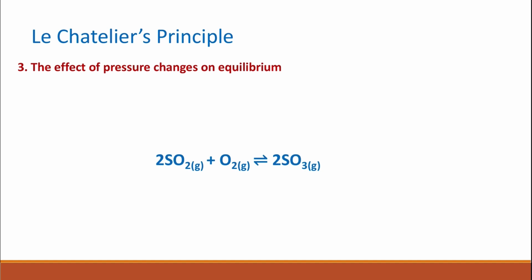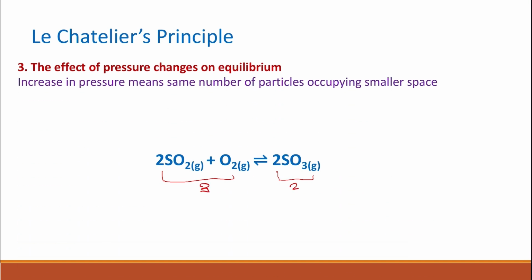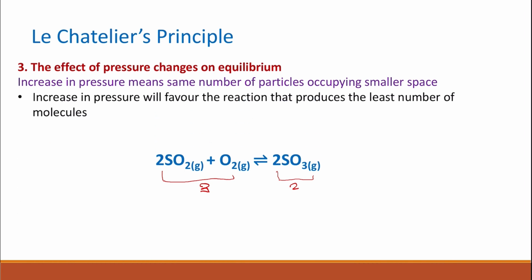You can see that the number of moles on the left-hand side for the reactants is in total 3 moles, while the number of moles for the product side, the right-hand side, is only 2 moles. And we know that an increase in pressure means that the same number of particles will occupy a smaller space. So, according to Le Chatelier's principle, the system will respond by trying to counteract the change that has happened.